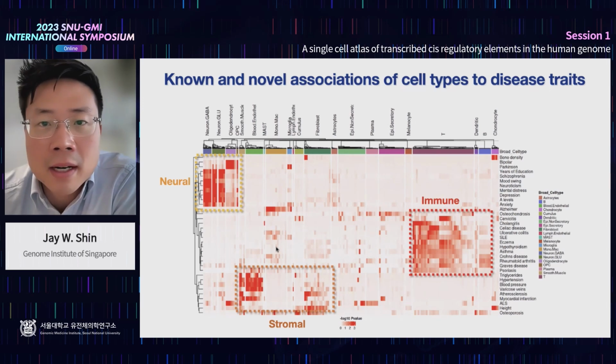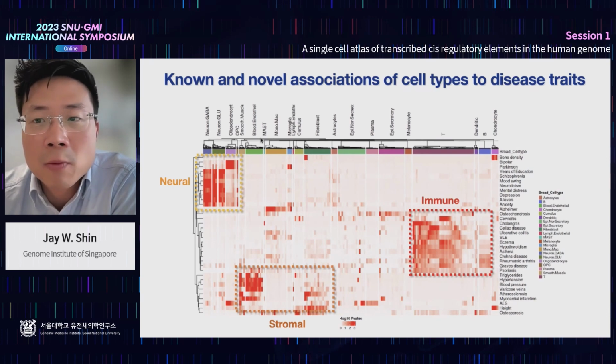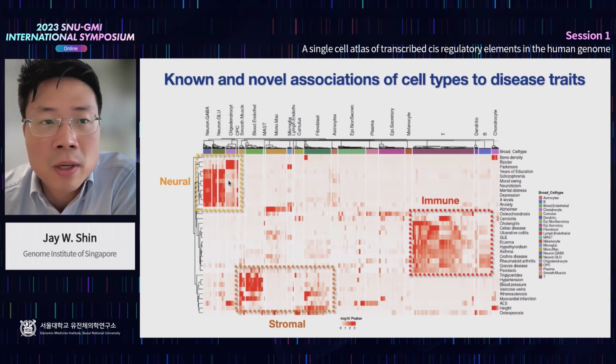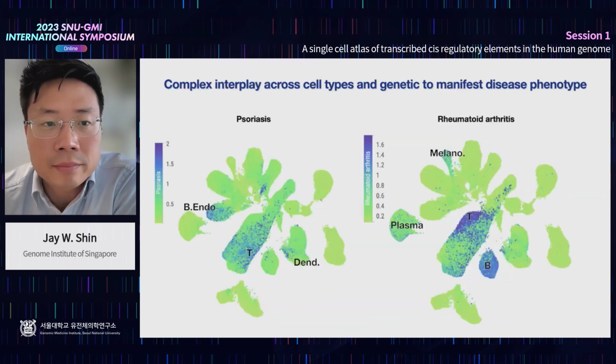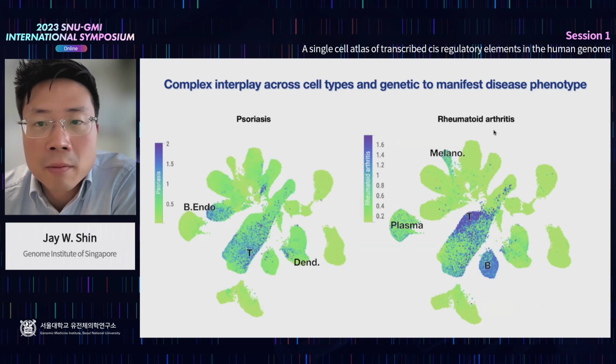But keep in mind that these are now single cell type resolutions. These are what we call level 1 clusters, so we can even further zoom into individual subtypes to see which of them are much more enriched at the subtype classification level. So here's just an example of psoriasis, where you have T cells, endothelial cells and dendritic cells enriched, but arthritis has a completely different subtype of T cells enriched for this disease, and B cells and plasma cells.